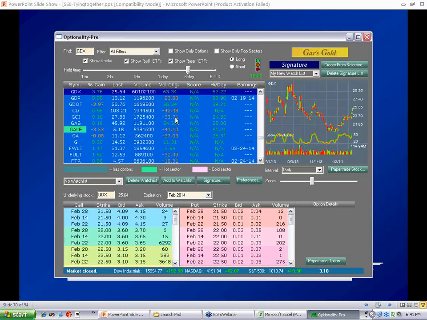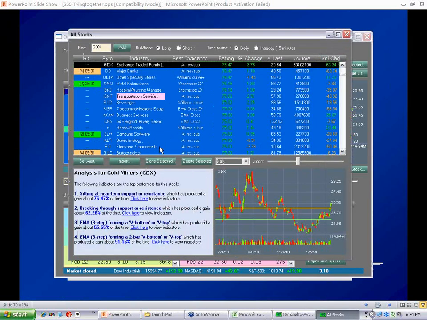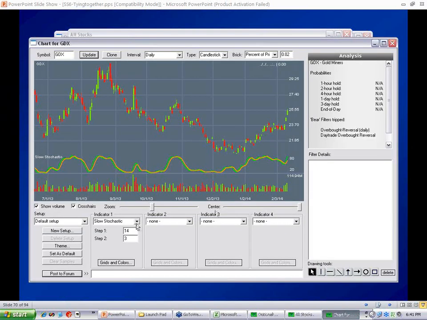GDX, signature. Okay, GDX, its number one indicator is sitting at near-term support or resistance. First of all, it was sitting on support and resistance. It was sitting right smack on support just a day or so ago. Not only that, but its second, I don't know if you can read it on your screen, but its second producing indicator, it said breaking through support or resistance. Wins 62% of the time. Now, 62% is good enough for me. And check out the stock.